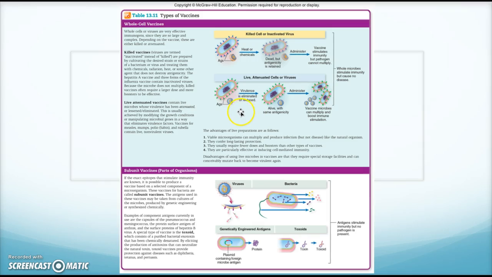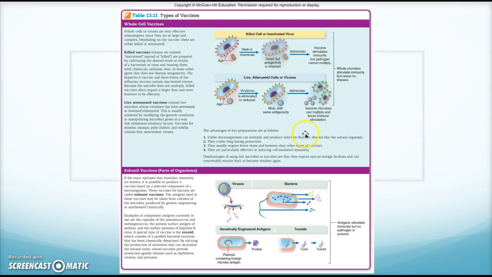The other way that we can do this is to use what we would call live attenuated cells. So either the virulence is eliminated or it's reduced to the point where it will have a very mild response. In this case, it's alive and it has the antigens that it would have in its virulent state, but it's not going to cause as big of a problem. When this is administered, these can actually multiply, which will boost the immune stimulation in comparison to dead ones, because you'll have a number of different microbes that are being reproduced.